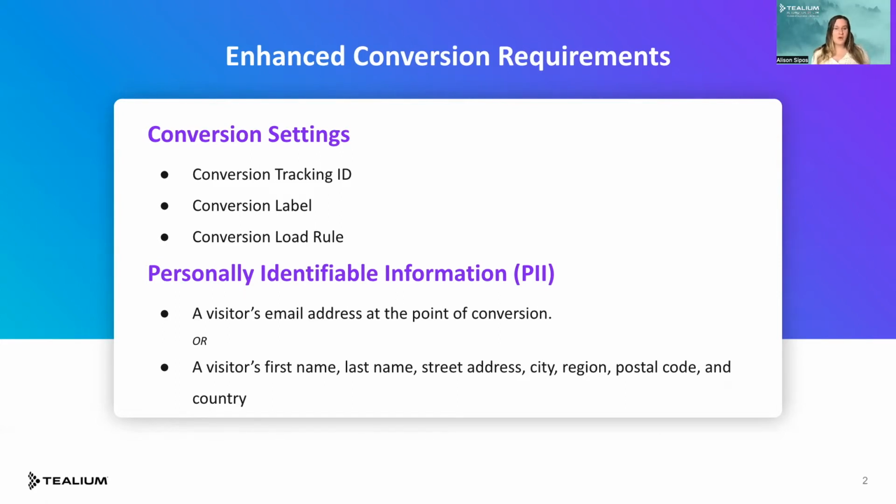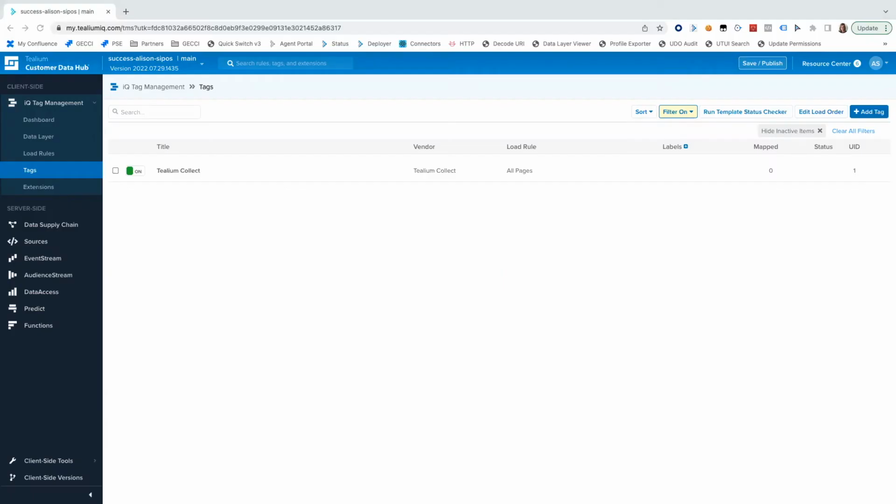Enhanced conversions only work when at least one of the following customer data mappings are provided: a visitor's email address at the point of conversion, or a visitor's first name, last name, street address, city, region, postal code, and country. All fields must be provided.